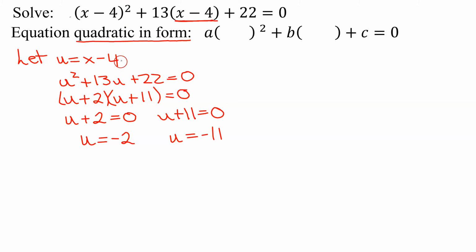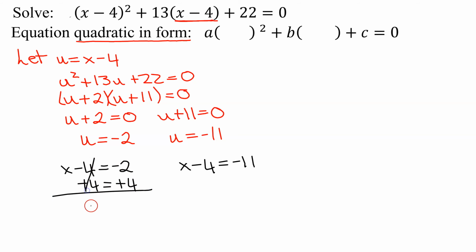Instead of the u, you're going to put x minus 4. So x minus 4 equals negative 2, and x minus 4 equals negative 11. Now we add 4 to both sides of this equation, and we get x equals negative 2 plus 4 is 2. And the second one, x minus 4 equals negative 11.